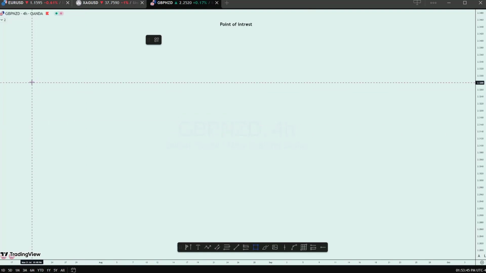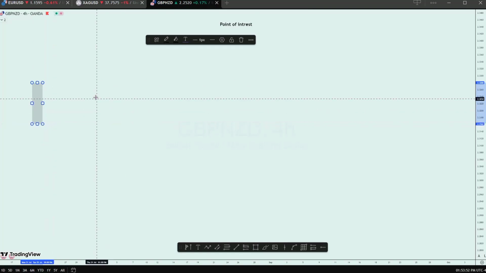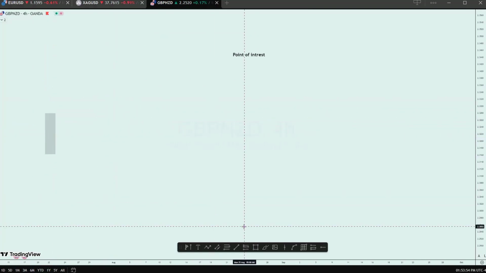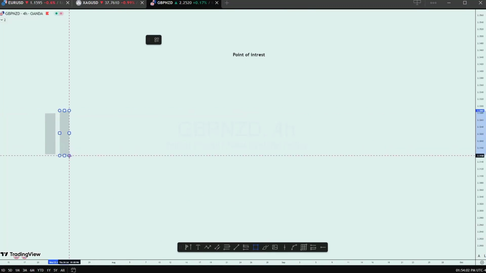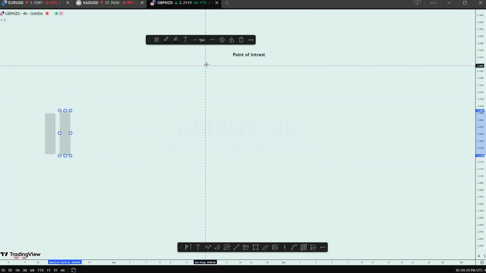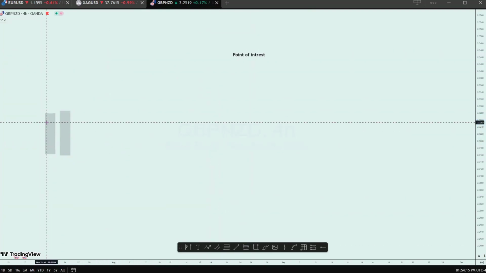Let me start with what is an order block. An order block is actually a zone at which the market tends to pick orders from. It's a zone where buyers or sellers are interested in buying from. For a bullish move, an order block is actually the last bearish candle before the upward movement.